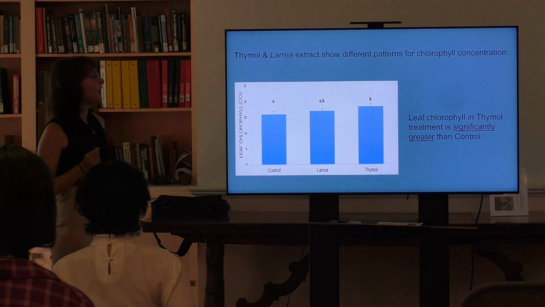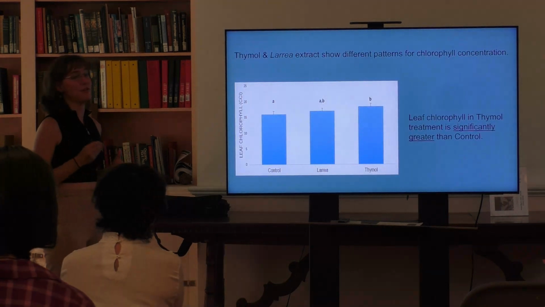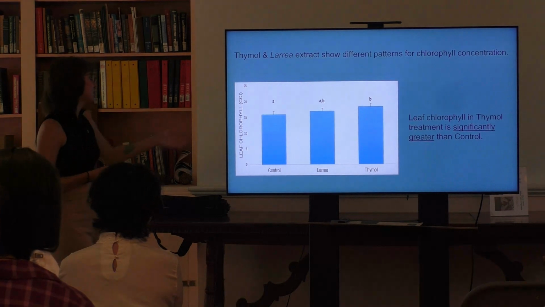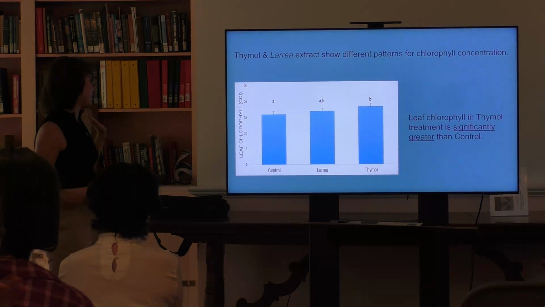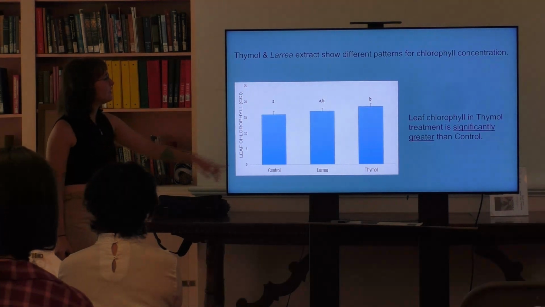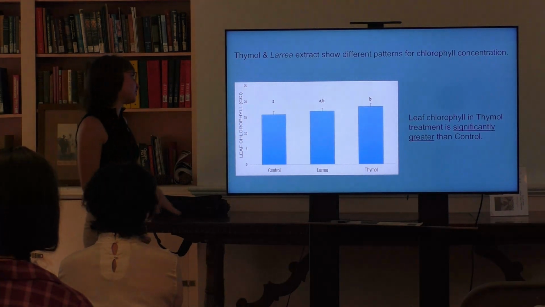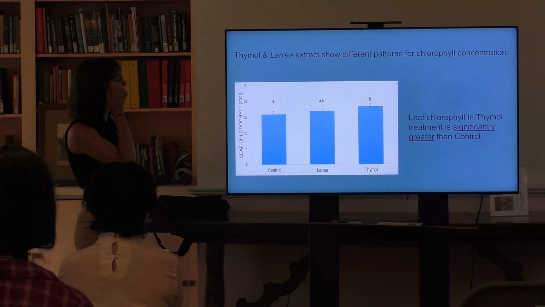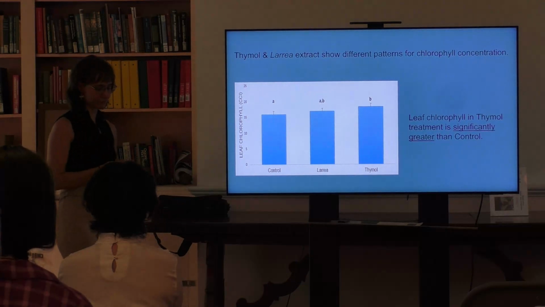And then finally, looking at chlorophyll concentrations, we found different patterns with thymol and malaria as well. We have the chlorophyll concentration on the y-axis, our treatments on the x-axis again, control, malaria and thymol. And you can see that the thymol treatment had significantly greater leaf chlorophyll content than the control.